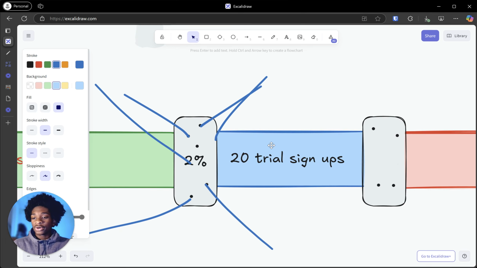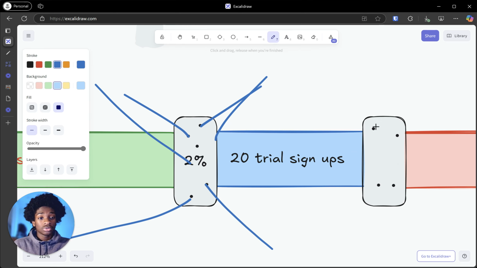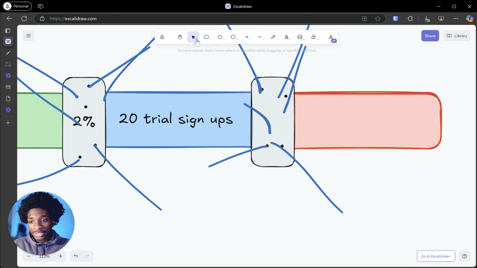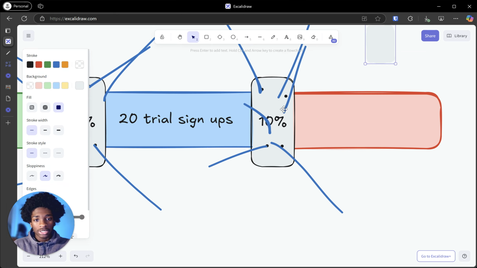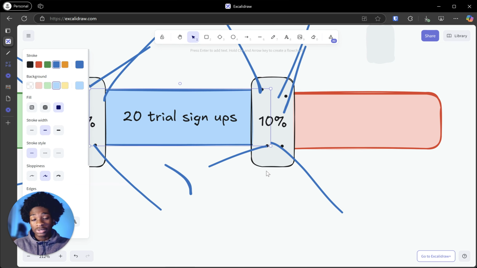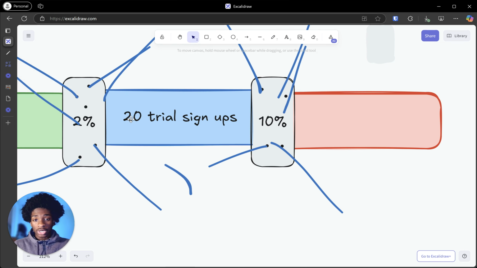Let's say the 20 people that did sign up are using your product for the next 7 to 14 days. Some of them are starting to like it, some of them are not really engaging, they don't really know where to go or what to do. That means more holes in your pipe, more flow leaking from your pipe. And you end up with a 10% conversion rate from trials to paid users, which isn't great.